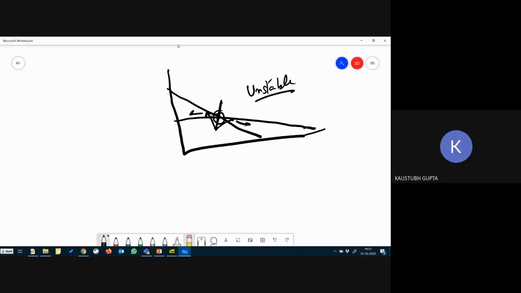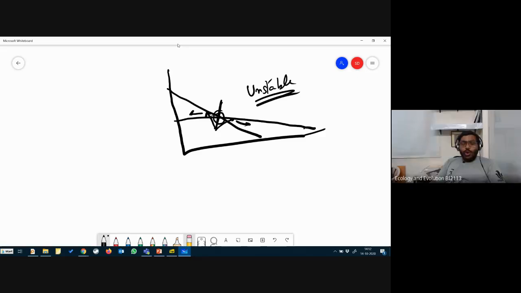Got it? So what if I perturb it very slightly? Because when it for the first time came to that point, it came from somewhere, right? No. Typically, you shut your mic.